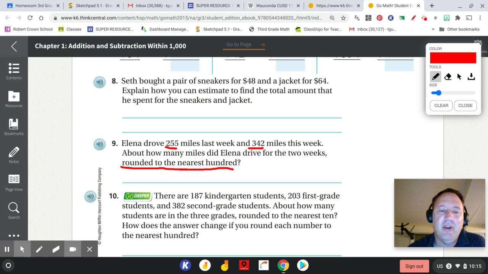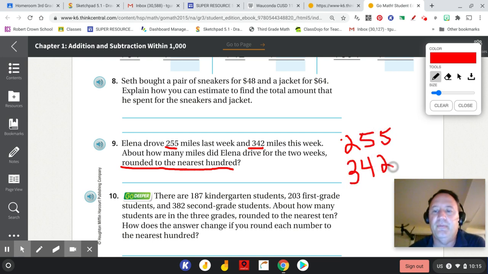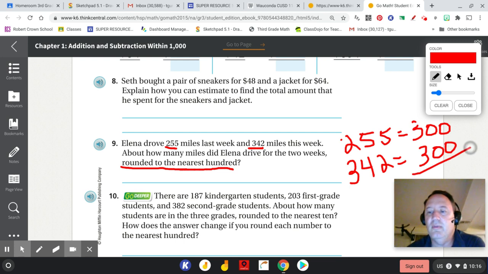So I'm not going to put it here because I like to do things vertically so they're above each other. So I have 255 and 342. Go ahead and pause and see if you can round those to the nearest hundred. Okay, so 255 is rounded to 300 and 342 is rounded to 300. So the sum would be 600.